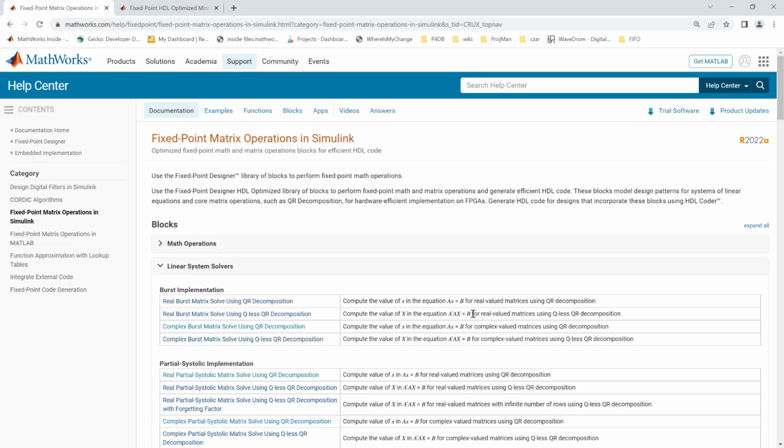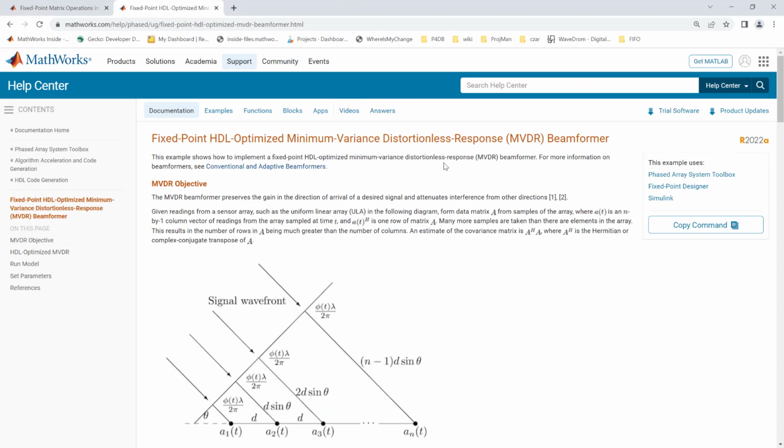All these blocks are built based on hardware-efficient QR algorithms. They are also compatible with the HDL code generation workflow, so they can provide users bit and cycle accurate simulations, as well as generate efficient HDL code for FPGA or ASIC deployment. On the application side, we also have an example that shows how to implement a fixed-point HDL-optimized MVDR beamformer. In MATLAB 2022b, several new features are added and improved for these blocks, and let me walk you through them.